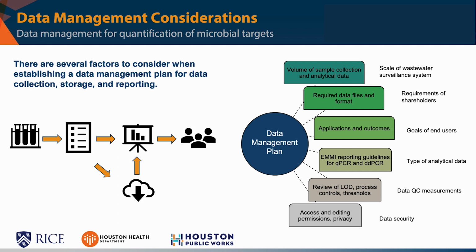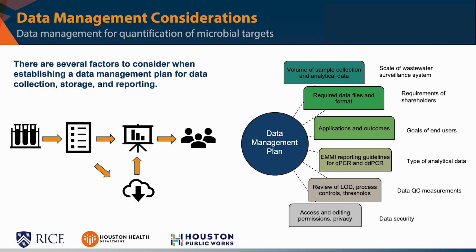Things to consider when establishing a data management plan include the scale of the wastewater surveillance system, mainly the expected volume of the data collected. This consists of how many samples are collected and at what frequency sample collection takes place. The requirements of the stakeholders that will be using the data in downstream analysis, such as what files and formats are required. Goals of the end users. This includes the purpose for obtaining the data and how the data will be used, as well as any actions that will take place as a result of the data.